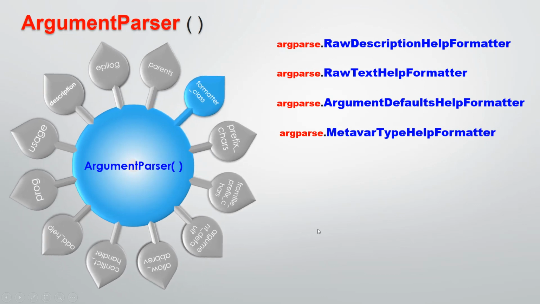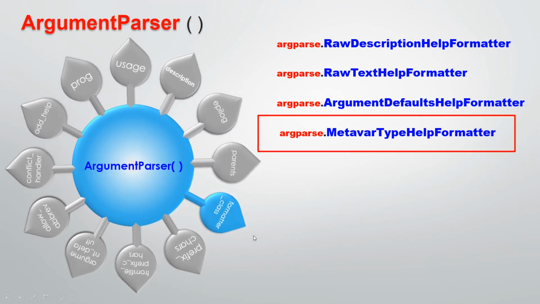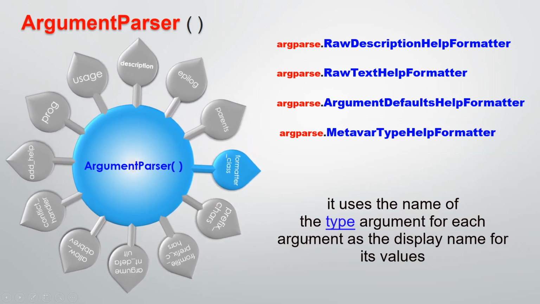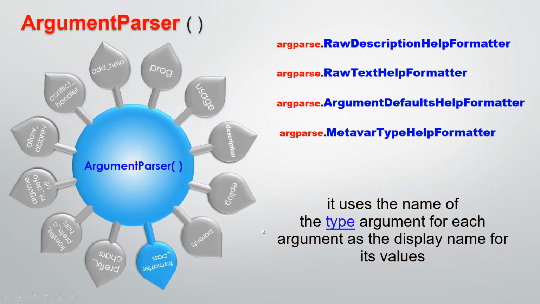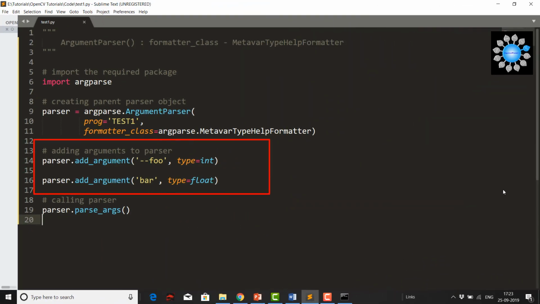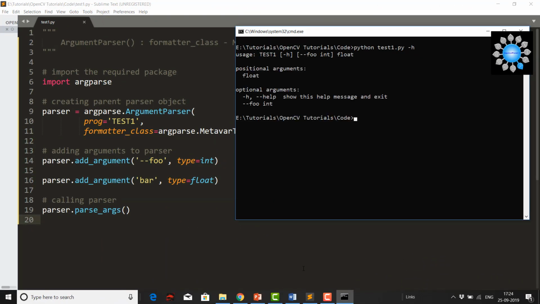The fourth formatter class is MetavarTypeHelpFormatter. It uses the name of the type argument for each argument as the display name for its values. This is the code for the formatter. Let's run the code. Here the positional argument bar uses its type name, that is float. Like this, we can use MetavarTypeHelpFormatter in help messages to change its behavior.